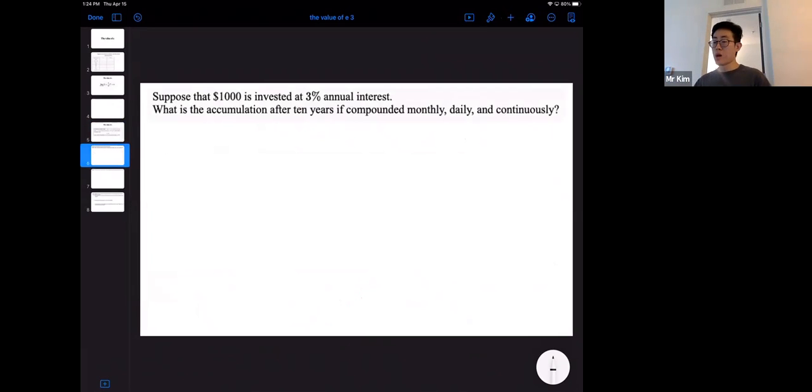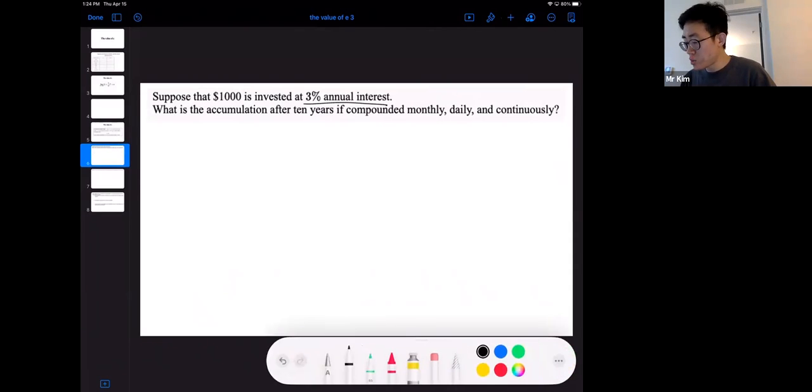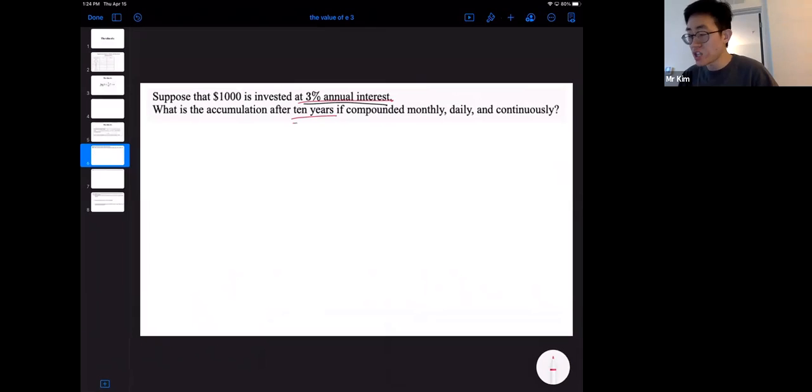All right, so suppose that there's $1,000 invested at 3% annual interest. What is the accumulation after 10 years if it is compounded monthly, daily, and continuously? Now notice that continuously is going to have the highest output possible. So the N value is 12, N value is 365, and N value is infinity, because that's what continuous means.